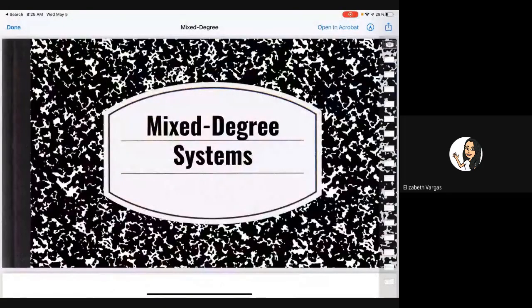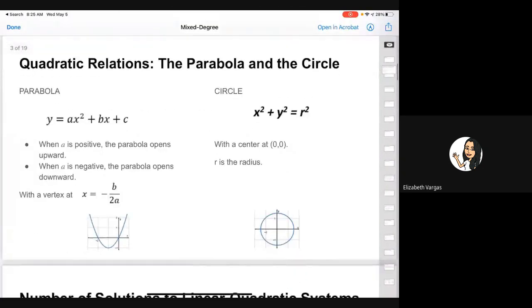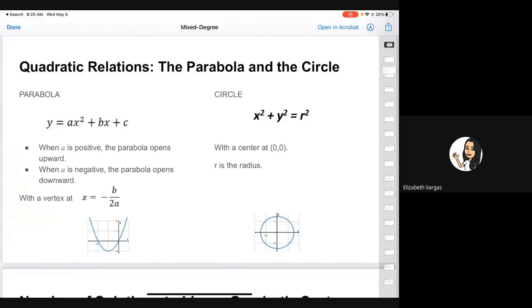So today we're going to go through mixed degree systems. Let's go ahead and jump in. Before we go into mixed degree systems, I want to go over some equations. The first one's going to be the parabola equation.